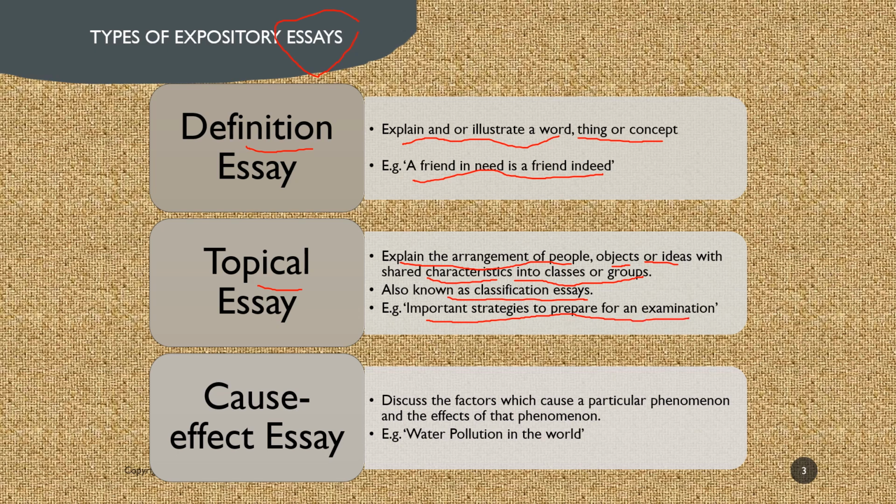So based on this example given to you, it still depends on the semester. You'll be given a kind of topical essay that you need to write in your test. The third one is the cause effect essay. It discusses the factors which cause a particular phenomenon and the effects of that phenomenon. For example, water pollution in the world. So this one is the cause and effect essay.